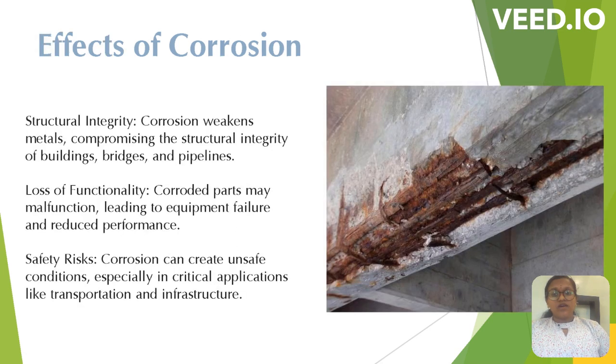Effects of corrosion. Structural integrity, loss of functionality, and safety risks are some effects of corrosion. Corrosion weakens metals comprising the structural integrity of buildings, bridges, and pipelines. Loss of functionality: corroded parts may malfunction, leading to equipment failure and reduced performance. Safety risks: corrosion can create unsafe conditions, especially in critical applications like transportation and infrastructure. Also, there are many other effects of corrosion which are not included in this.